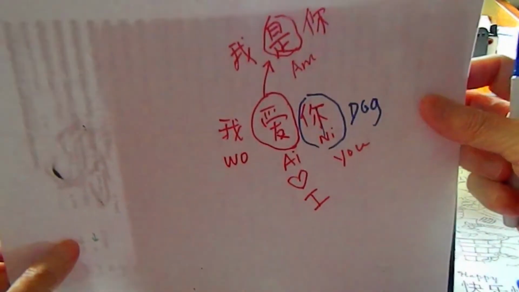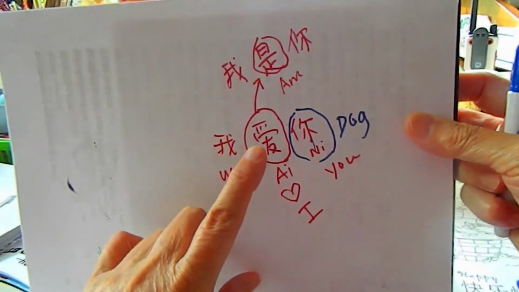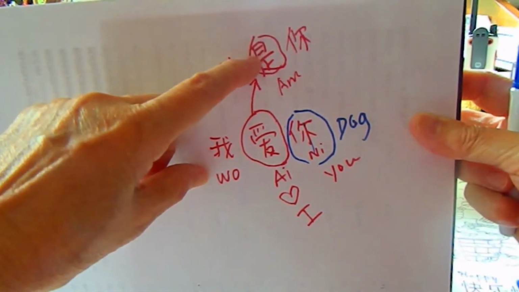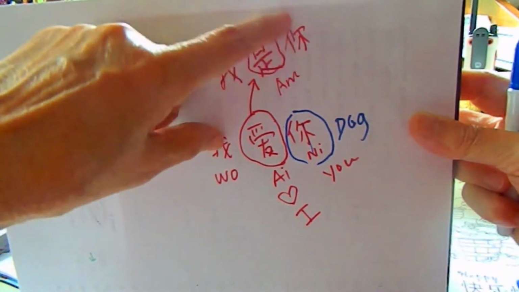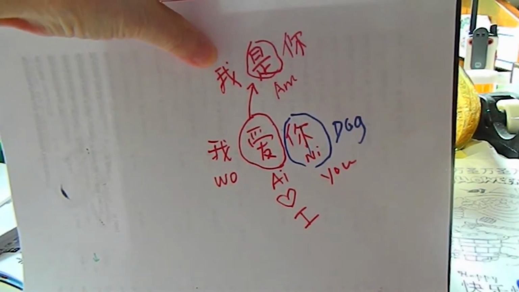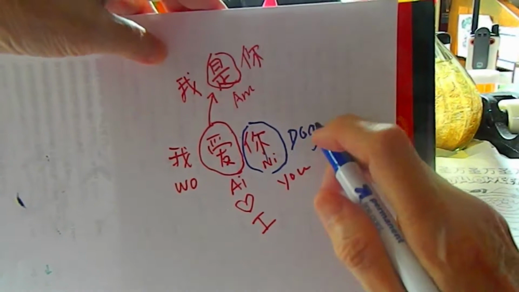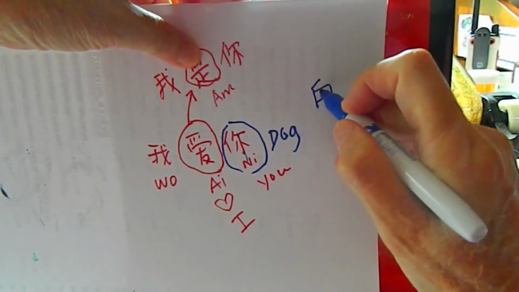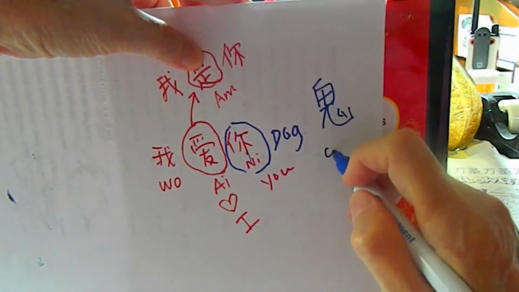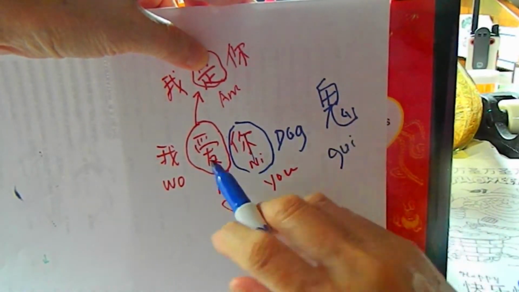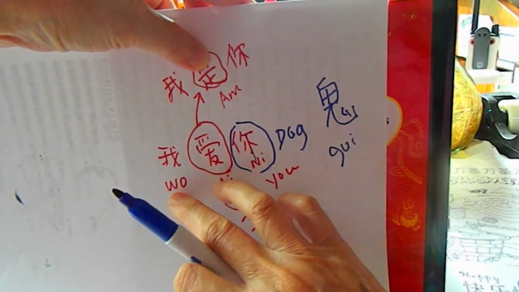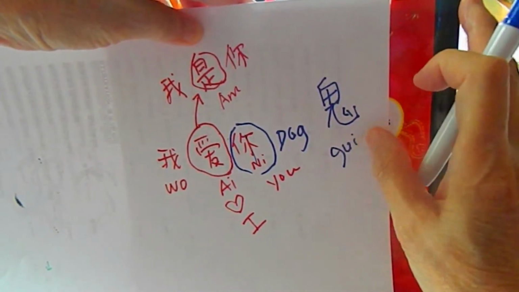So what you need to remember is that the verb is important. One is called love, and one is called the verb to be: he is, am, are, were, was, or 是. So 我是狗, 我爱狗. Now if you say I love ghosts, you're going to say 我爱鬼. Or I love witch, 我爱巫婆.